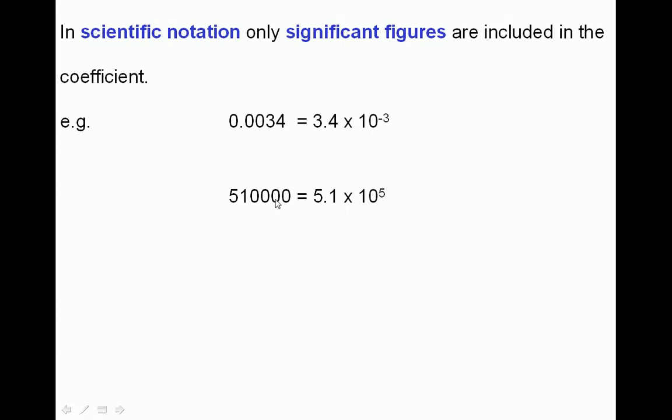In this case, I have a number 510,000, and I have 1, 2, 3, 4 trailing zeros that are not significant. This number has 2 significant figures. I move my decimal point 1, 2, 3, 4, 5 spaces to the left, so that I have only one non-zero digit to the left of the decimal point. So in this case, my coefficient becomes 5.1, and because I moved my decimal point 5 spaces to the left, my exponent is 5.